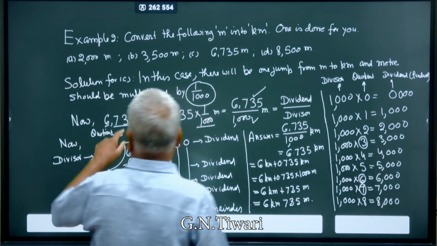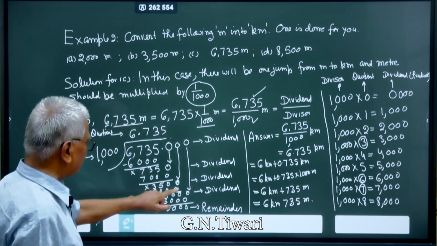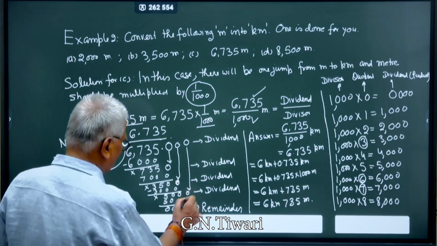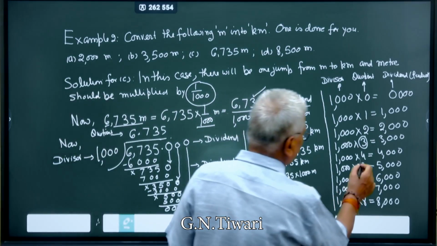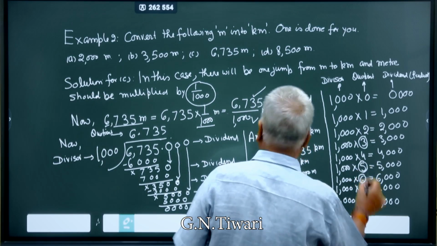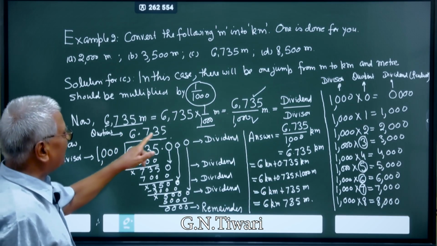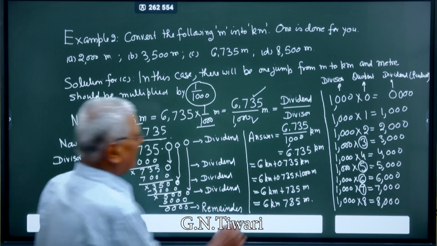So now here 3. So 3,000 again 500. Make 0 again, 5,000. Quotient becomes 5 here. So this becomes 3.735 kg. Just see, kg.